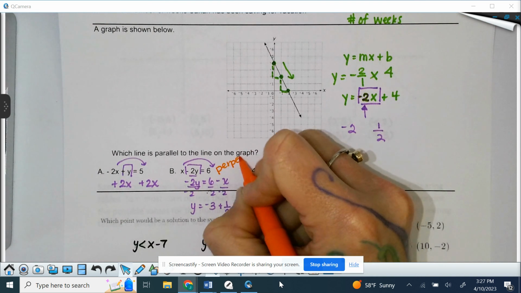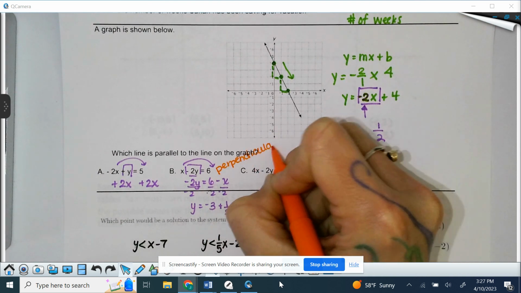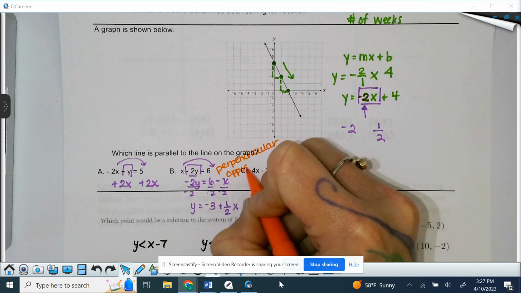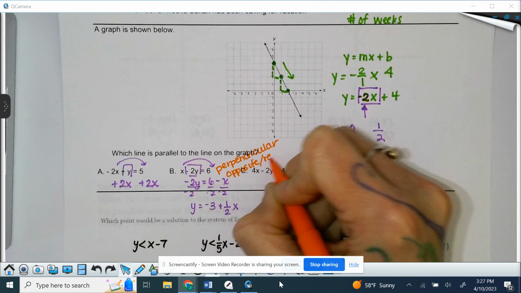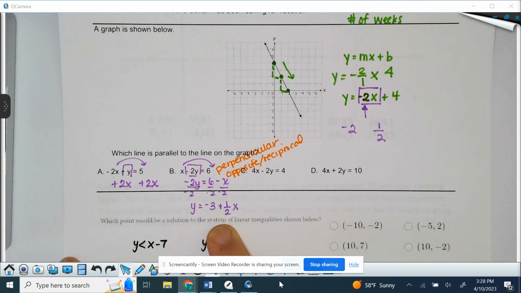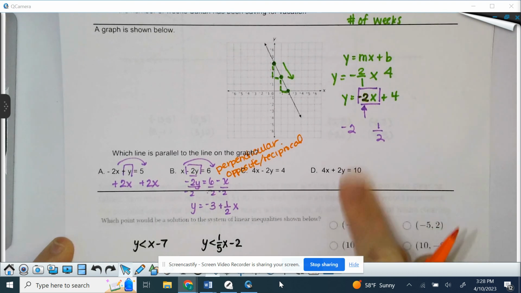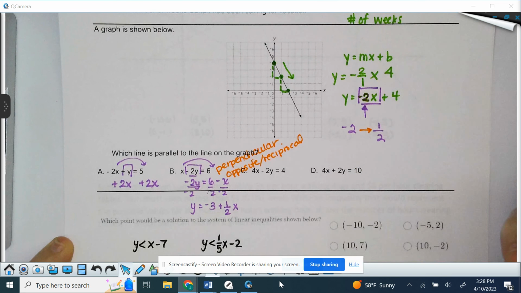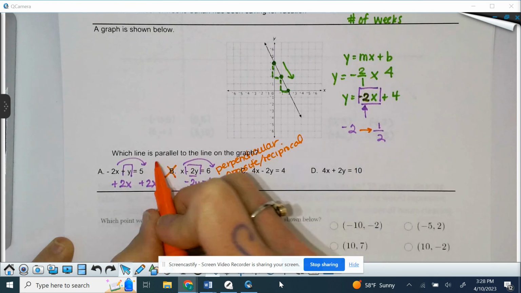So they're going to be perpendicular because they have opposite and reciprocal slopes. Opposite being this one's positive, this one was negative, and reciprocal is the flip. So it went from negative to positive and then flipped over. So B is not parallel because we're looking for parallel.